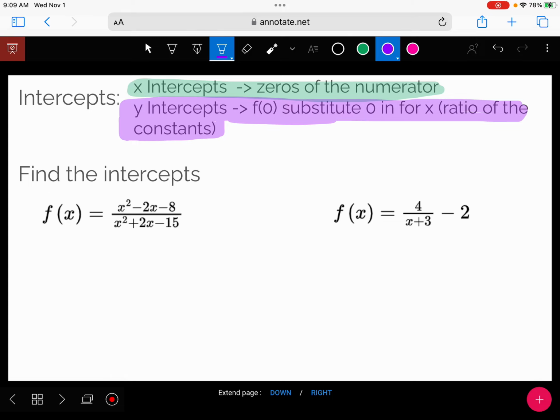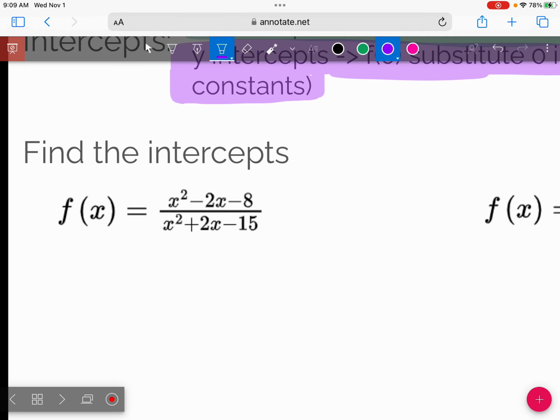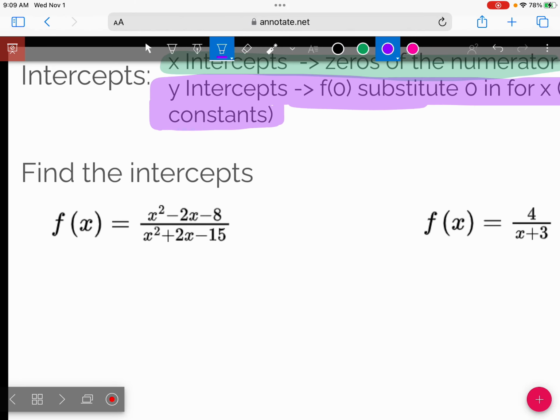All right, so we're going to start with this f of x here. I'll zoom back out so we can still see the theorems. So f of x is x squared minus 2x minus 8 over x squared plus 2x minus 15.